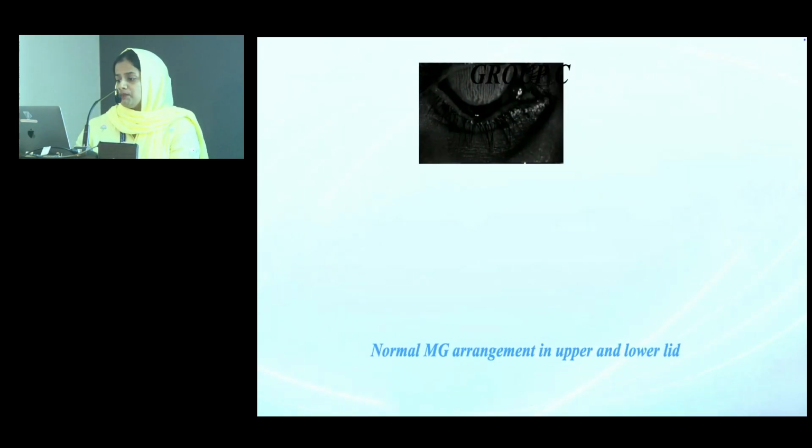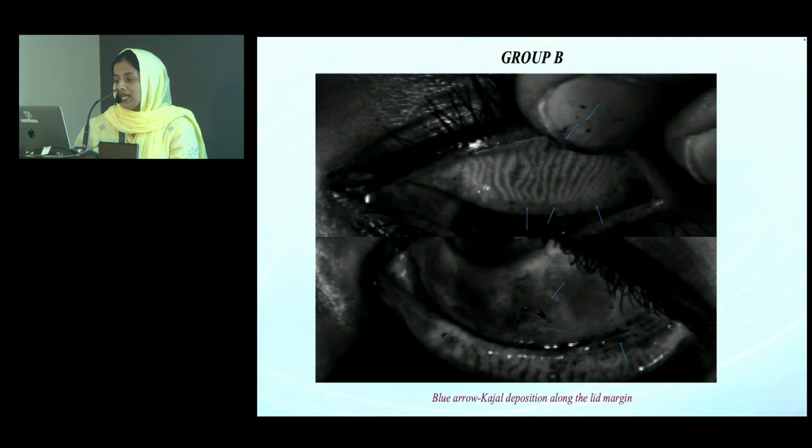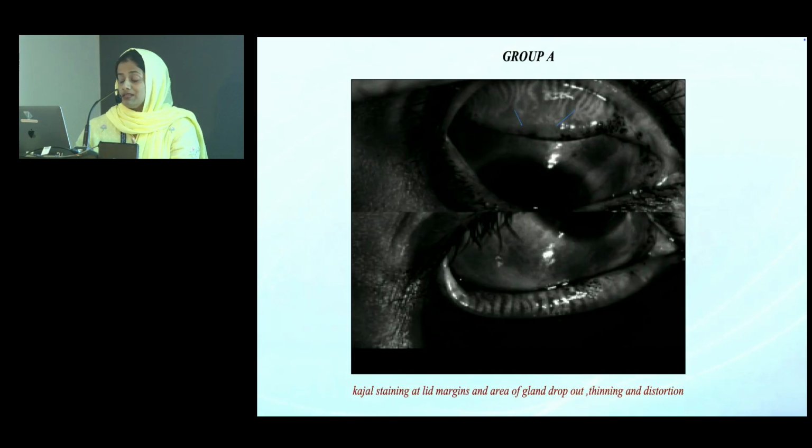Here we can visually appreciate the differences. Group C shows near normal gland structure, the architecture is maintained, and no areas of gland dropout are seen. Group B shows moderate changes, and the blue area indicates kajal deposition along the lid margin near the gland orifices as well. We can appreciate how pigment colors the orifice level. In Group A, we can note the kajal stain at the lid margins, and areas of gland dropout, thinning and distortion can be noted, which illustrate the mechanical and obstructive effect of cosmetic residue in the case of habitual users.